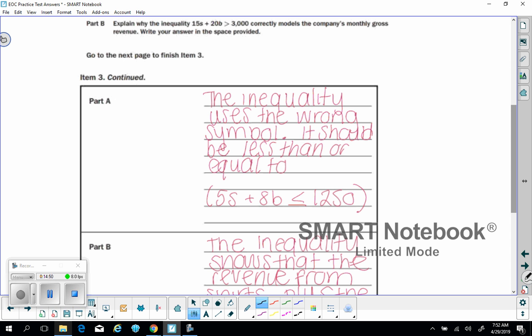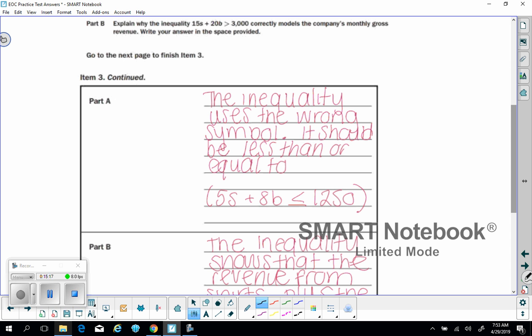You don't have to sound fancy when you say it. You can say they couldn't spend that much money, so the sign should be the other way. The sign should be less than or equal to because nobody wants to spend more money than what they have. They said no more than. Whatever way you want to phrase it, as long as you say why the inequality symbol is wrong, then you're totally fine.